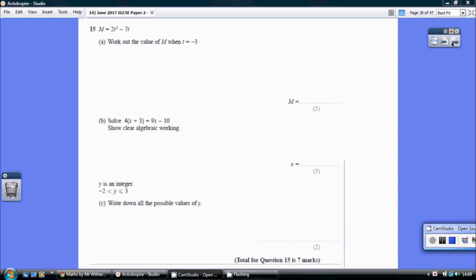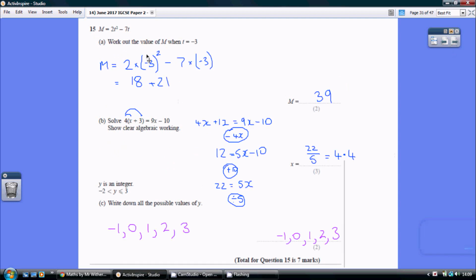Question 15. So work out the value of m when t equals -3. So really you've just got to pop into your calculator this when you're substituting in -3 in place of t. So it's 2 lots of -3 all squared, -3 times -7 times -3.